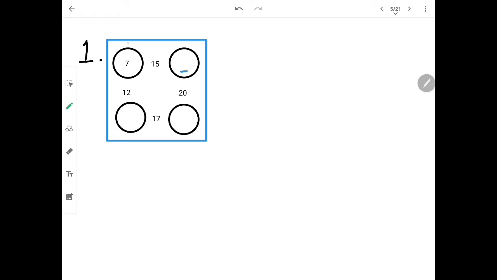Well, we know that 7 plus a number, which for mathematical reasons we're going to call x, since we need to find this number. We know that 7 plus x will be equivalent to 15, that middle number. So to set up an equation, we just put 7 plus x is equivalent to 15, since we know that these two bubbles right here are going to be equal to the middle number.